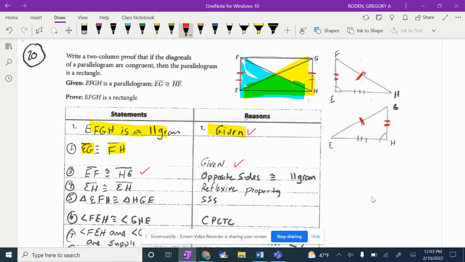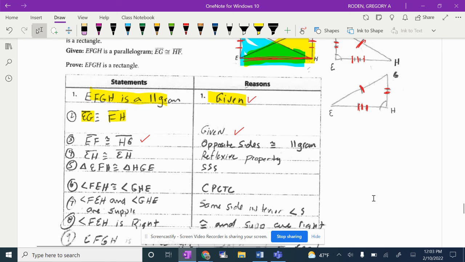Now, if you look at both of these triangles right here, they're both sharing this side EH. That's the reflexive side. So I went through and said, hey, EH is congruent to EH because it's reflexive. All right, so now what I can say is that these two triangles are congruent because of SSS, side, side, side.